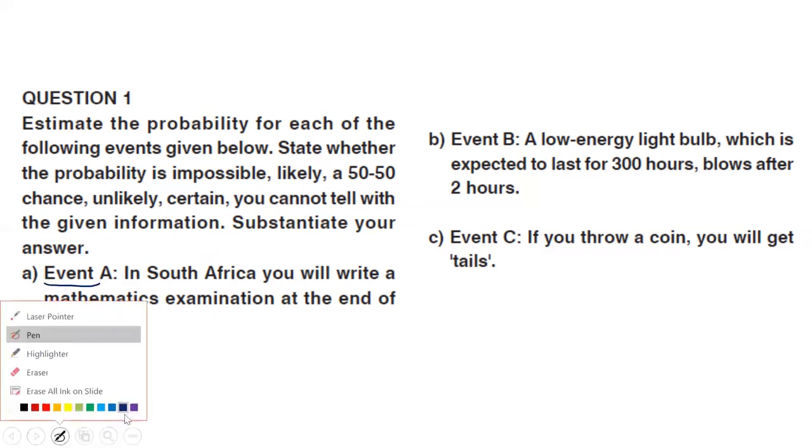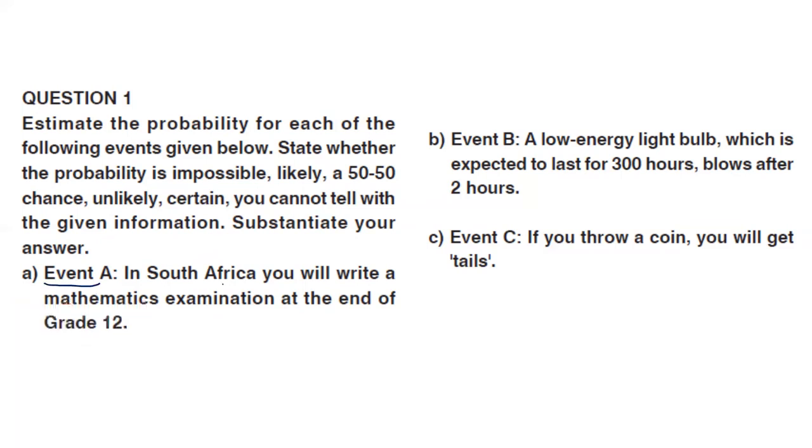The question is saying that in South Africa, you will write a mathematics examination at the end of grade 9. So that's going to be 100%, because you will need to write one maths exam, whether math literacy or pure maths or advanced maths, one of these. I mean, at least pure maths or math literacy. So that's going to be probability of this, let's say A, is 100%, certain event.